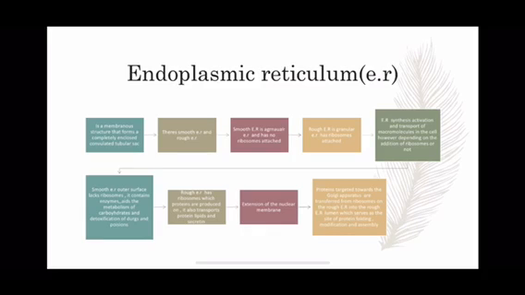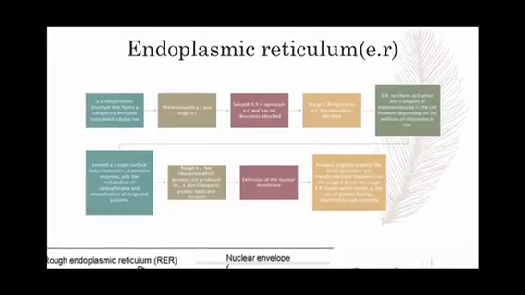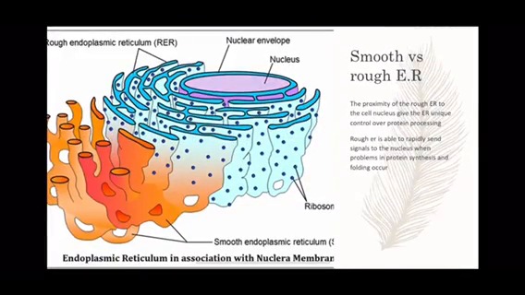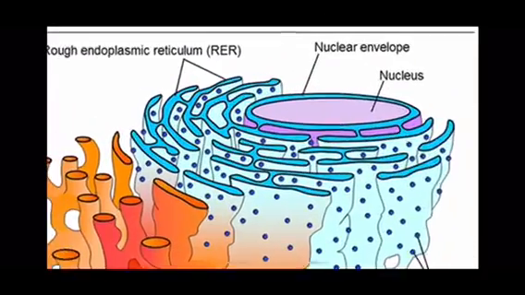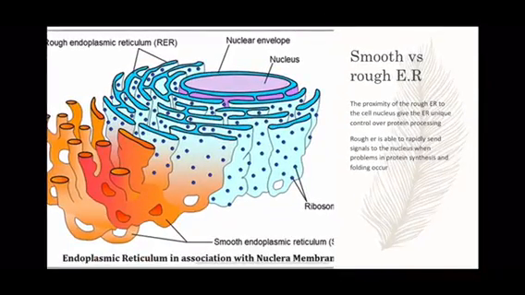Smooth ER, on the outer surface, lacks ribosomes and contains enzymes important for the synthesis of lipids and steroids, detoxification of drugs and poisons, and metabolism of carbohydrates. Proteins targeted for transport to the Golgi apparatus are transferred from ribosomes on to the rough ER, in the rough ER lumen, which serves as a site of protein folding, modifications, and assembly.